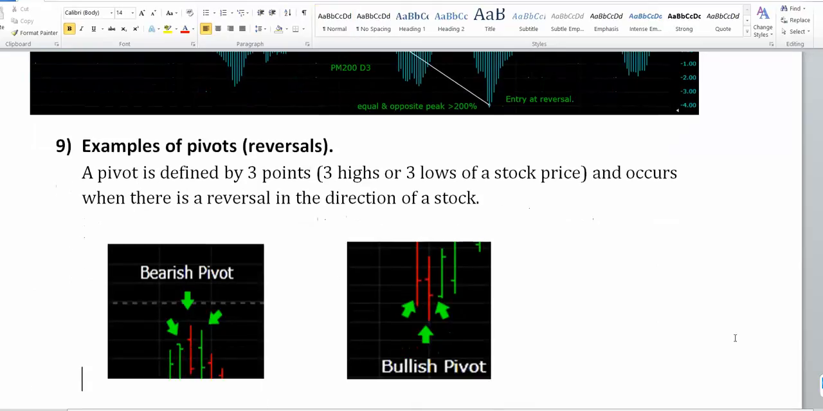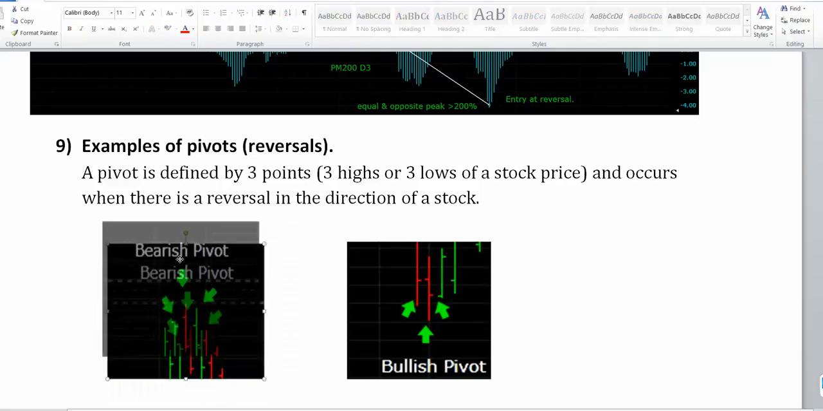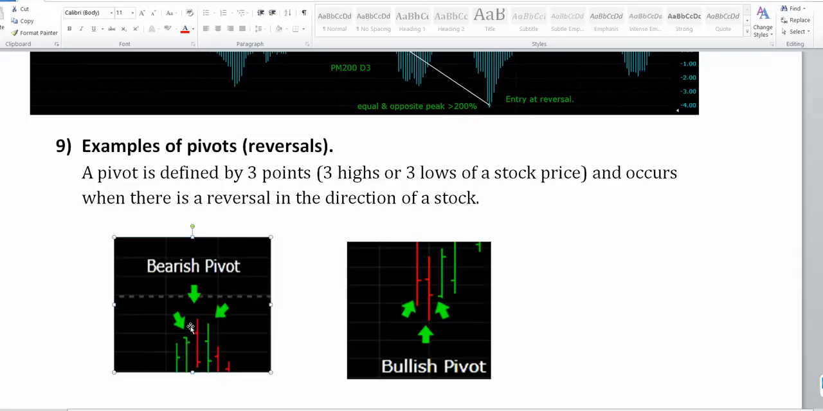Right. And this is the very last page of the Word doc, and it was just an example of what pivots look like. A bearish pivot is when the stock reverses down. The bullish pivot is when the stock starts to go up, right here. A pivot is defined by 3 points, 3 highs or 3 lows of a stock. Here there's 3 highs. The bearish pivot, I'm looking at this box right now. I'm moving it around. Right, that was the example from today where it went down. It was going to be a bear trade. I know you understand pivots, but anyway, this is just a little reference for you.